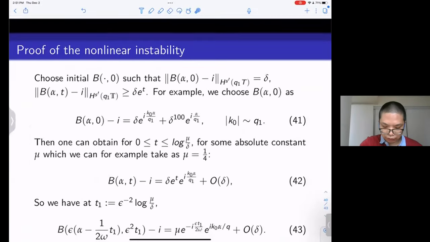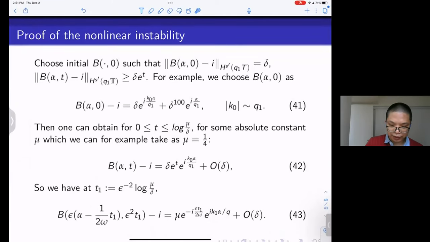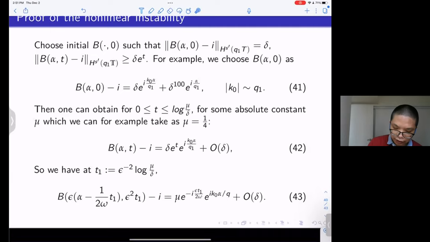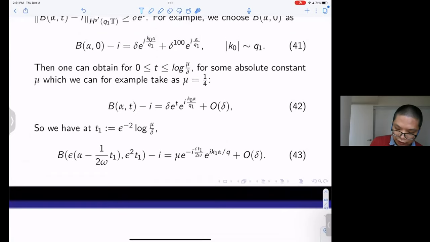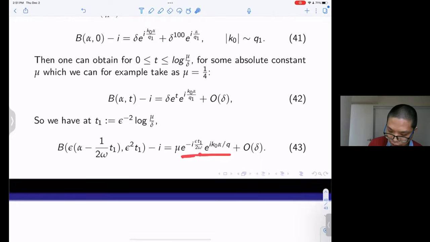Let me take 2 or 3 minutes. So here is the explicit computation for the instability. Because the instability for the NLS is explicit, we can take the explicit initial data from NLS. The leading order from the NLS problem can be computed explicitly. It's of this order, and after I put the NLS solution back into the approximate wave packet, the capital B, it's of this form. There are some extra terms like this.